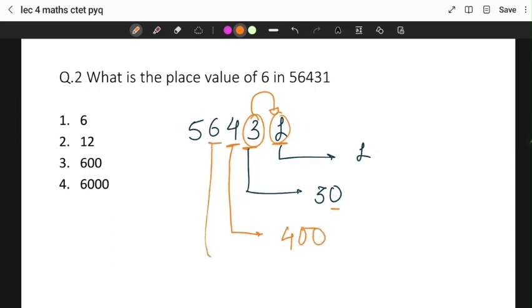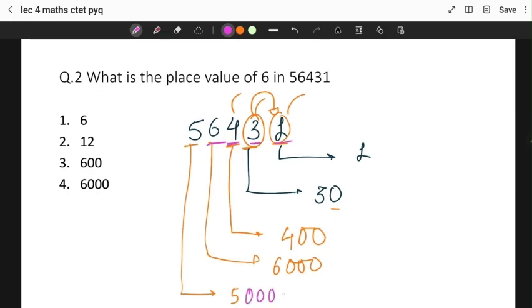After 6 how many digits are there? 1, 2 and 3 digits, so 3 zeros are to be assigned to the place value of 6. Similarly for the place value of 5, how many numbers are there after 5? 1, 2, 3, 4 numbers are there, so 4 zeros you are going to assign to this particular place value of 5. So in this question I have explained the concept of place value.